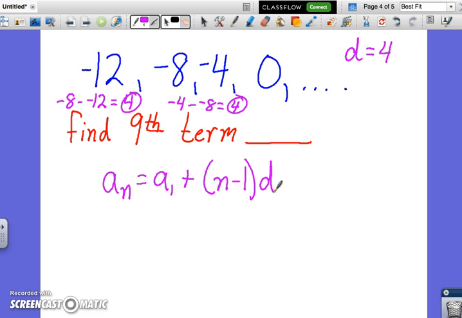Okay, so what are we looking for? The ninth term in this series. Let me change colors real quick. So I'm looking for a to the ninth, the ninth term. So a to the first number in our series, first number, hey, that's a negative 12.